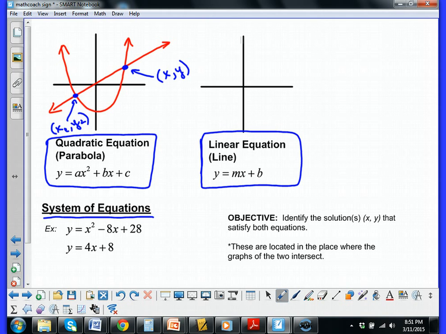At any rate, what we're going to do today is talk about how to find these points. We're going to do it algebraically. We won't be graphing, so we'll take a look at that now.